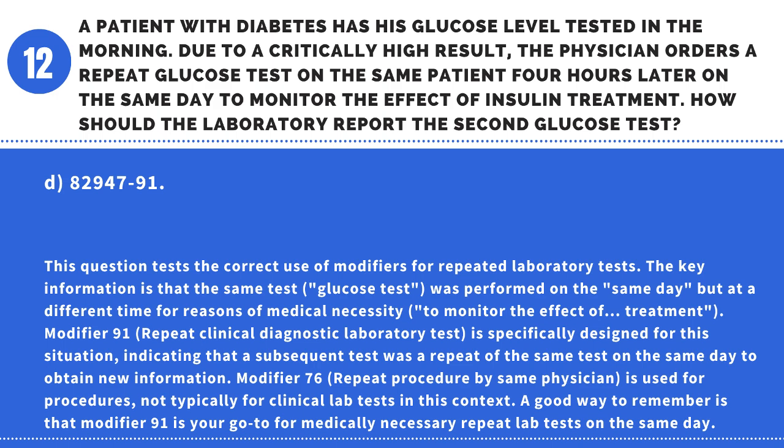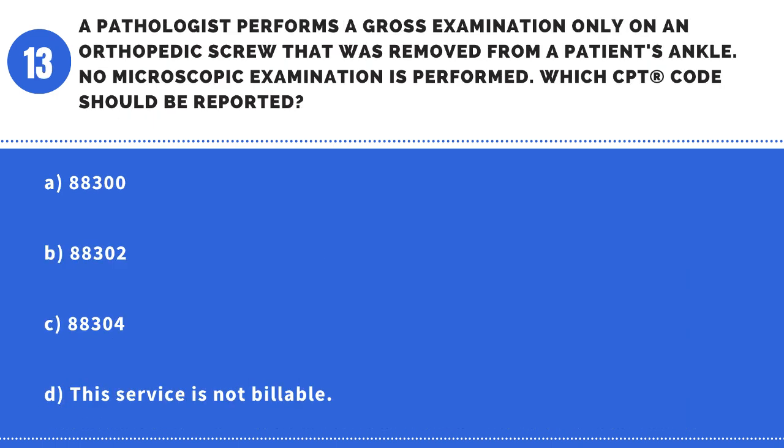Question 13. A pathologist performs a gross examination only on an orthopedic screw that was removed from a patient's ankle. No microscopic examination is performed. Which CPT code should be reported? A. 88,300. B. 88,302. C. 88,304. D. This service is not billable.